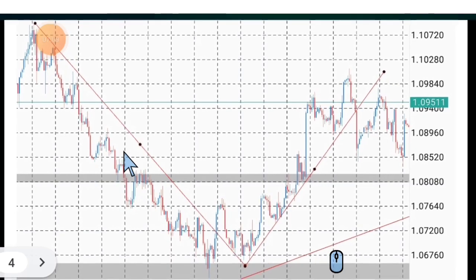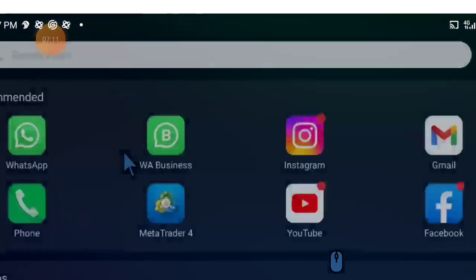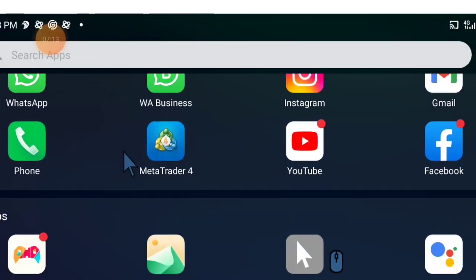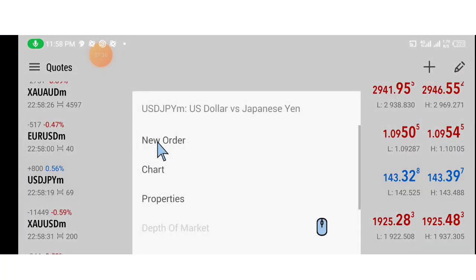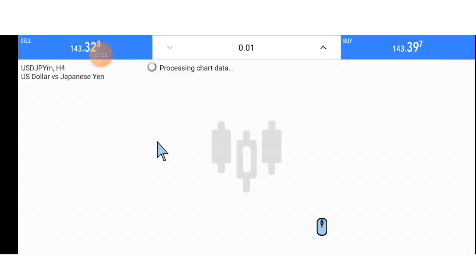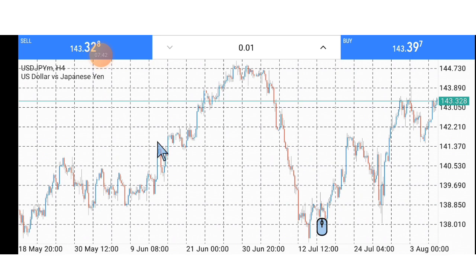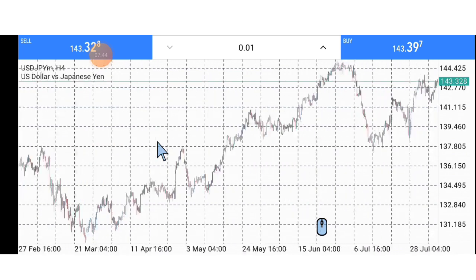So we have many examples that we're going to look at, but right away let's just go into the chart so we can discuss better. Okay, let's use the USD JPY. Now you can see this is the USD JPY.